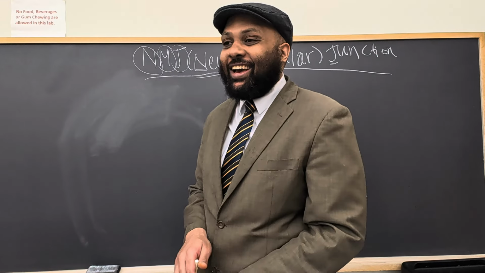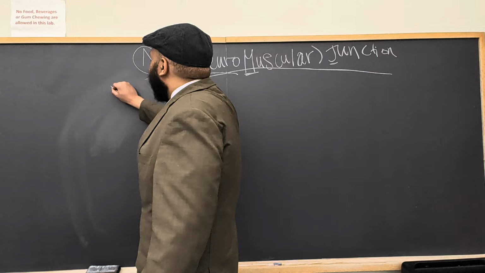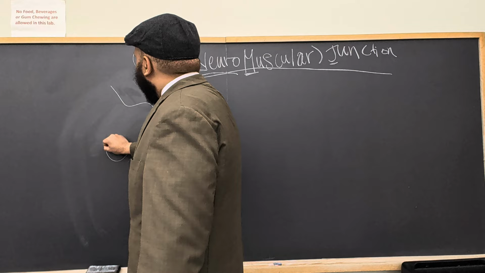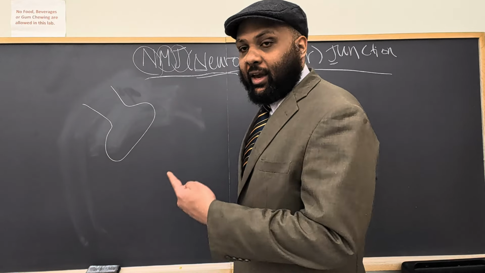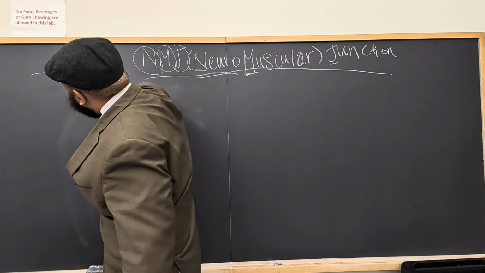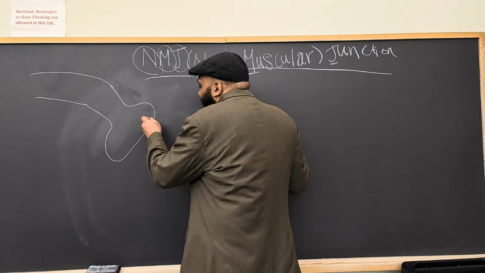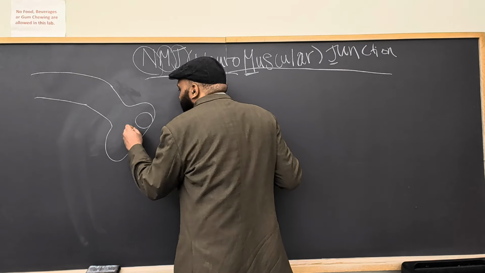Neurotransmitter. Excellent. You're very good. So Ryan said we have a dendrite. This is the whole axon. The axon is so long, but this is the dendrite. The dendrite has bubbles, balloons.